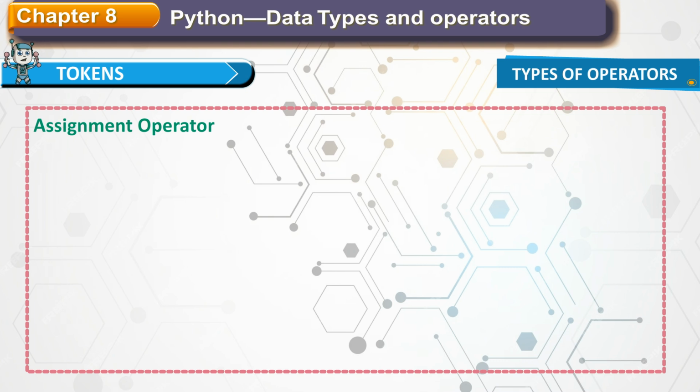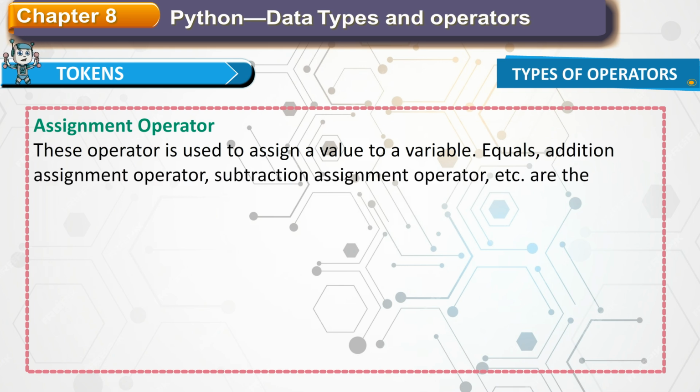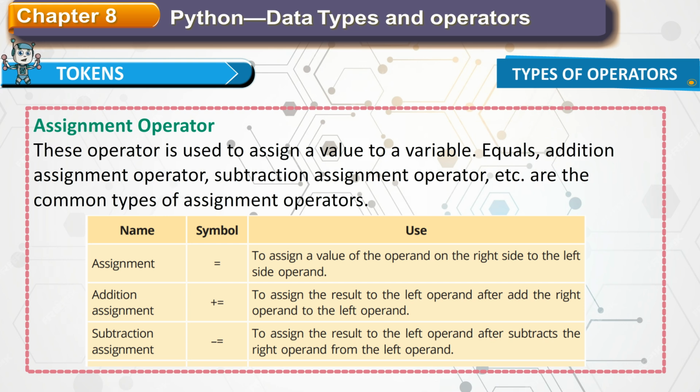Assignment operator. This operator is used to assign a value to a variable. Equals, addition assignment operator, subtraction assignment operator, etc. are the common types of assignment operators. Name, symbol, use. Assignment, equals, assigns the value of the operand on the right side to the left side operand.